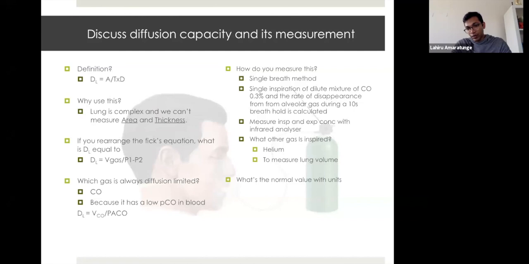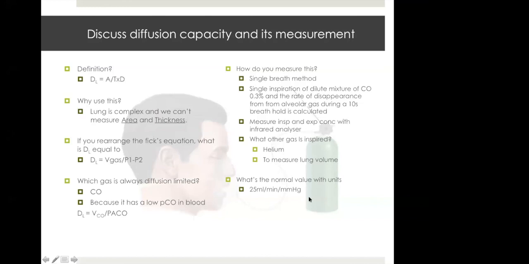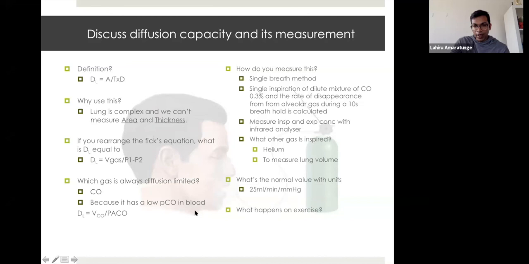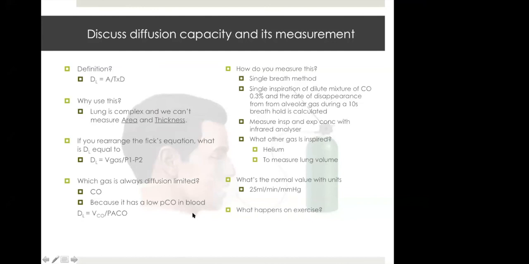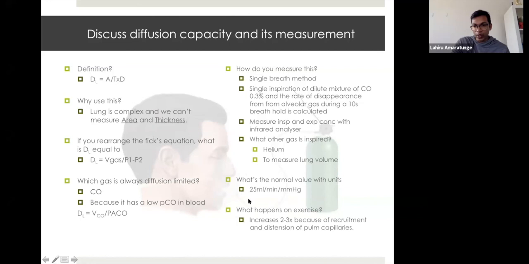Do you have an idea of a normal value, Maggie, with units? Yeah, I think it's 25 mL per minute per millimeter of mercury. Yeah, perfect. And then what happens on exercise? Does this increase, decrease, stay the same? That should increase. Yeah, absolutely. It increases 2 to 3 times because of recruitment and distension of capillaries, which we'll come to. That was just a bit of an aside, but I thought it was a really good example of something that would be easy to examine on and not necessarily has been yet. Examiners are always looking for ways to further examine, and this is very much part of the syllabus.